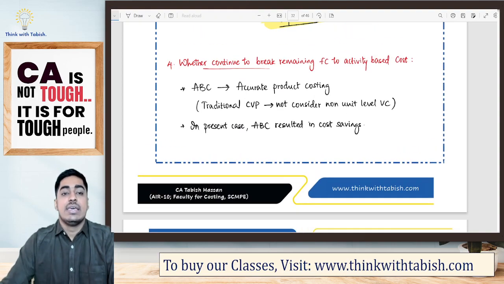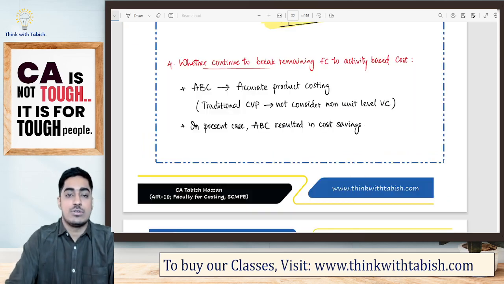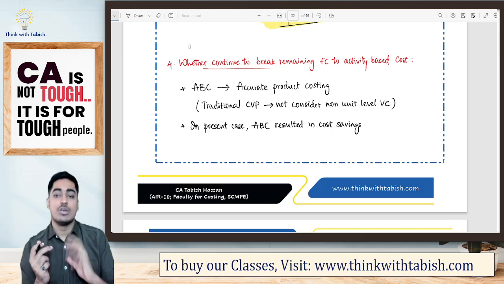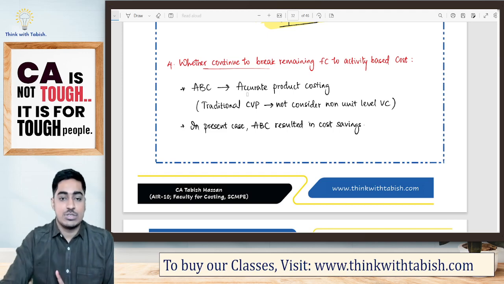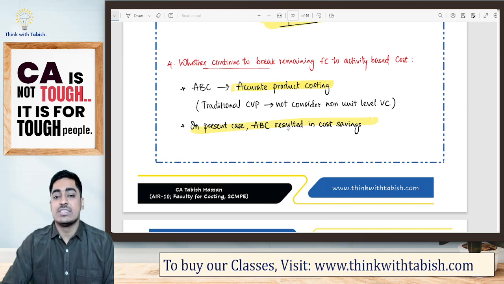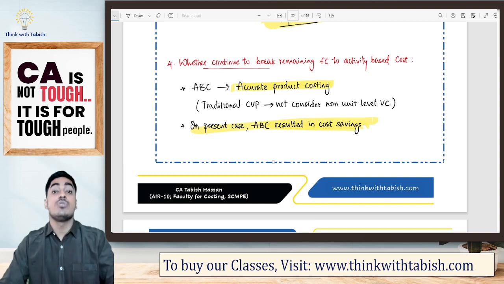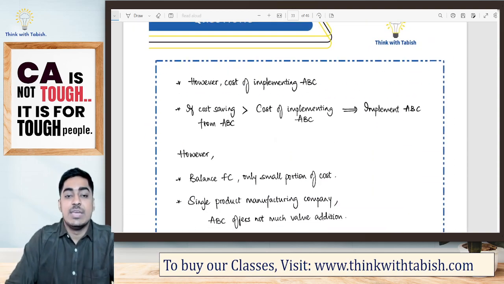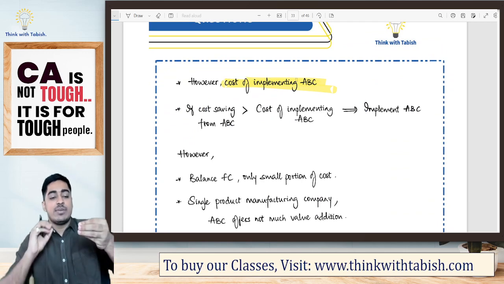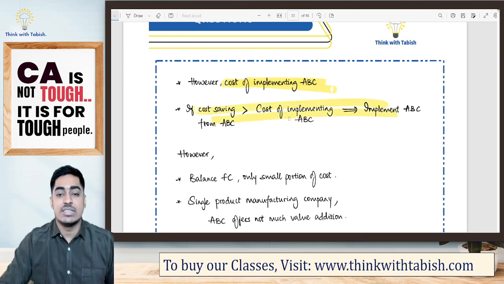Now again they are asking, the final part of the question, should we continue to break up the remaining fixed cost into activity-based cost? So whatever fixed cost is there, should we try further assigning it based on activities? What we'll tell is, if we implement activity based costing, we will get accurate product costing, and based on that, accurate product pricing. In the present case, once we've implemented activity based costing, it has resulted in cost saving. If you see the old scenario and the new scenario, cost has been saved. However, implementing ABC is not simple. There is a cost to implement ABC. So I'll see what is the benefit from implementing ABC and what is the cost of implementing ABC. If the benefit is greater, I will implement my ABC. Is it clear? This is what I'll be telling.